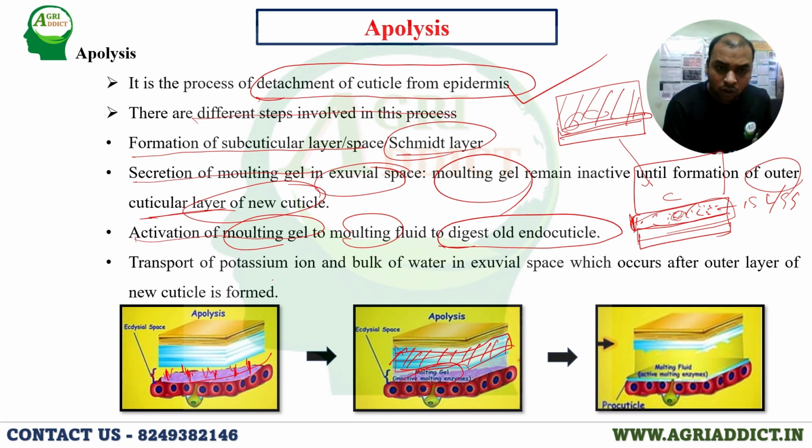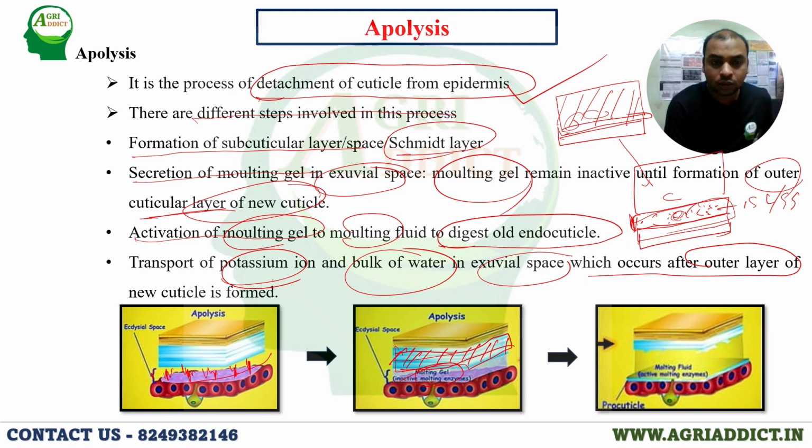and the transport of potassium ion and bulk of water in the exuvial space occurs after the outer layer of the new cuticle is formed. So in summary, there is a formation of space. In that space, the molting gel will be formed, and that molting gel will remain inactive until the new cuticle is formed. When the new cuticle is formed, the molting gel becomes active and digests whatever old cuticle is there.